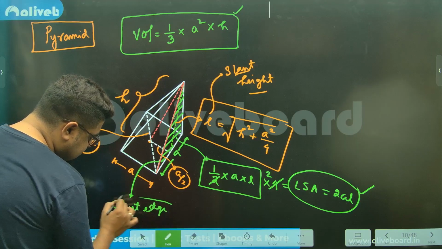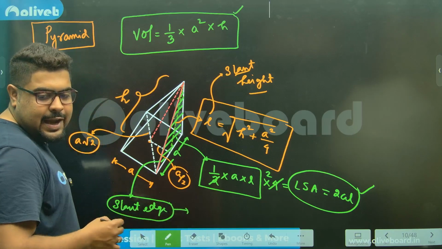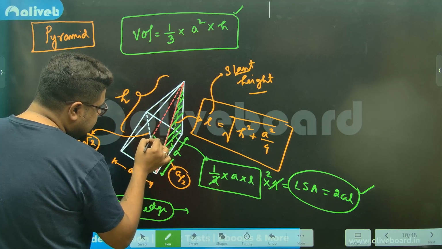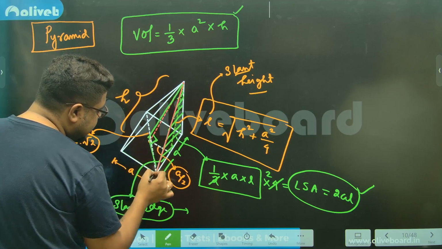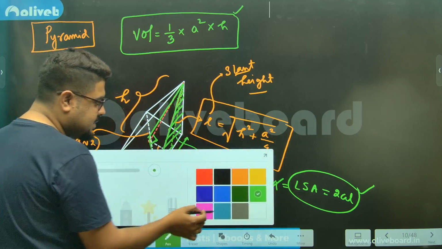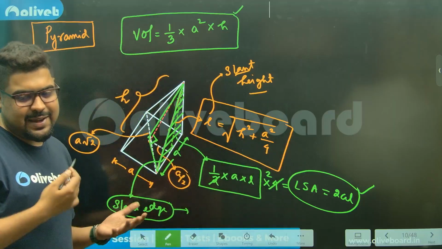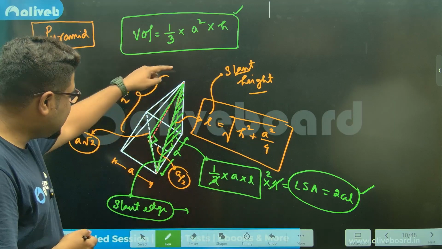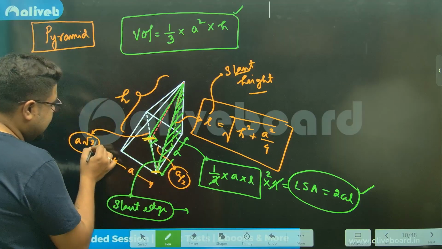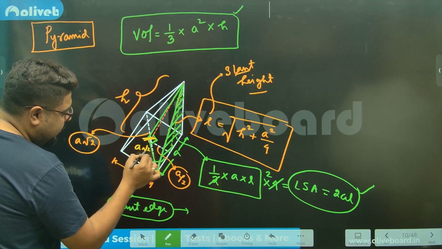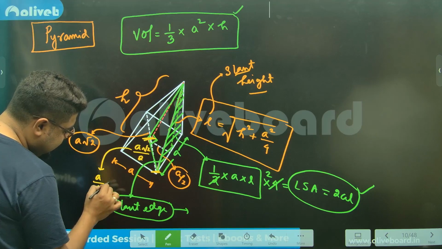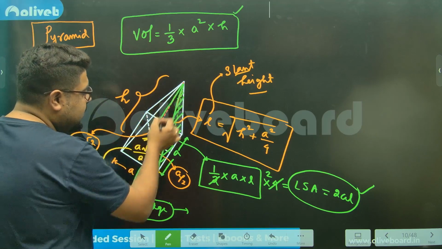And this is also something we need to figure out. For that, we'll take this triangle. This one. This is also 90 degree. Take this triangle. I know that structure is looking a little weird, but what can we do? So if you take this part, it is root 2 by 2, half of the diagonal, meaning this is a by root 2. And this height was h.